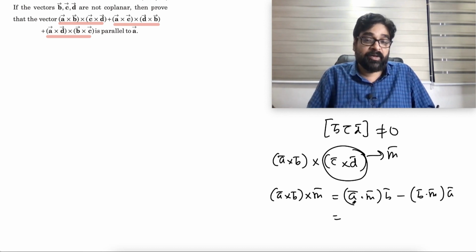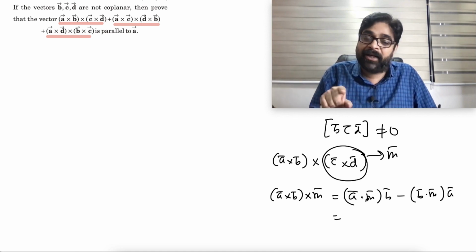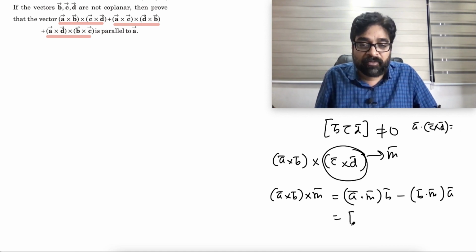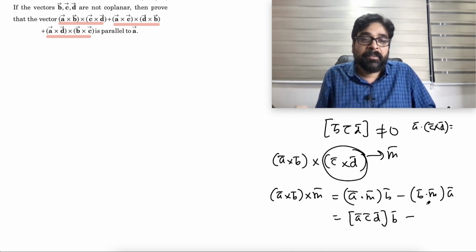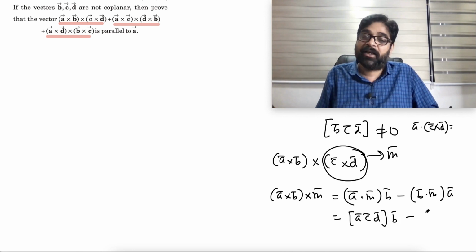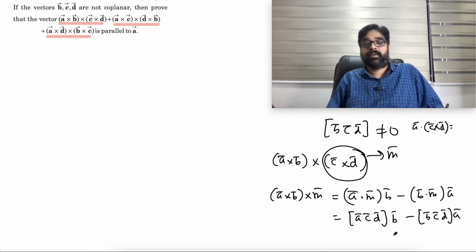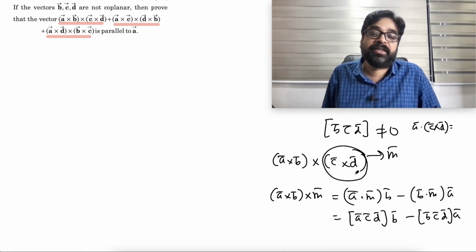A dot M, think what is A dot M? M is what? C cross D. So this is A dot C cross D. What is the meaning of A dot C cross D? Box of ACD into B minus, what is this? B dot C cross D. This is box of BCD into A. Did you understand? Means A cross B cross C cross D is this.